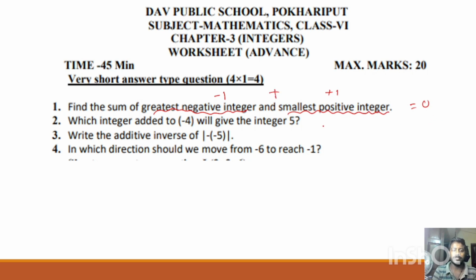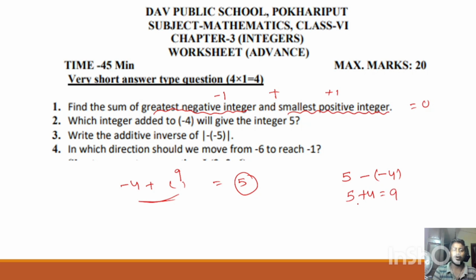Now next question: which integer added to minus 4 will give the integer 5? The answer is plus 9, because when we add, here the signs are different. So 9 minus 4 is 5, and the bigger number is plus. Or how to solve? Now you can take 5 minus minus 4, or you can subtract, which is the same as adding. So that is 5 plus 4, which is equal to 9.